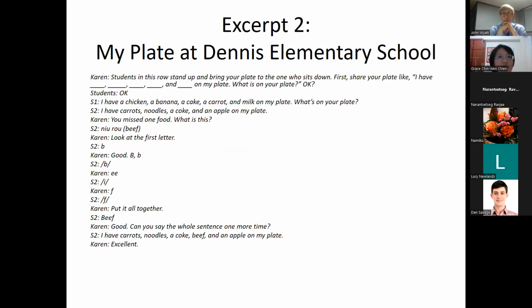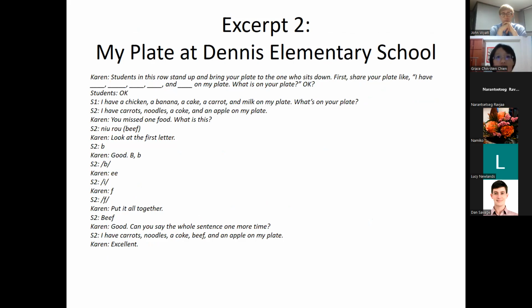The second one is my place at Dennis Elementary School. The teacher said, students in this row, can you stand up, bring your plates to the one who sits down. First, share your plate, like I like different kinds of foods. What else is on your plate? And students say, okay.